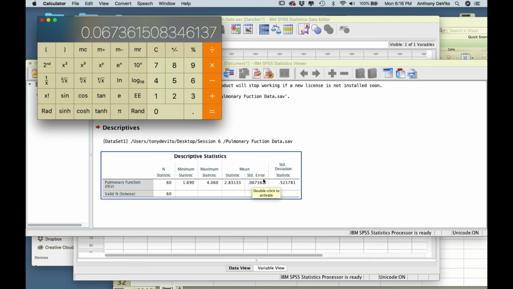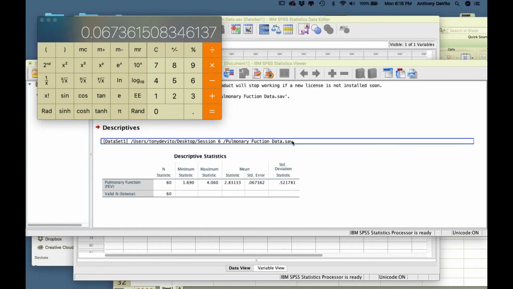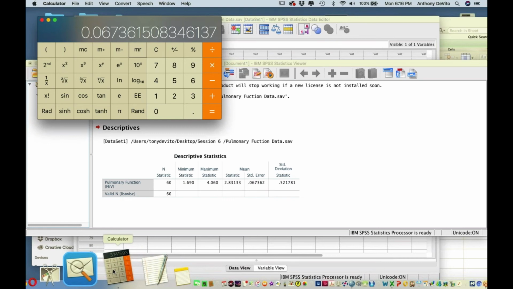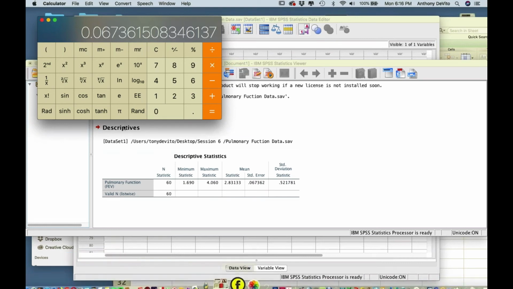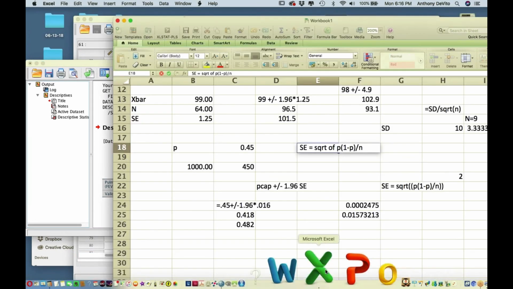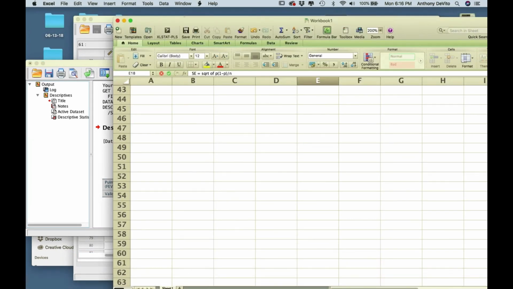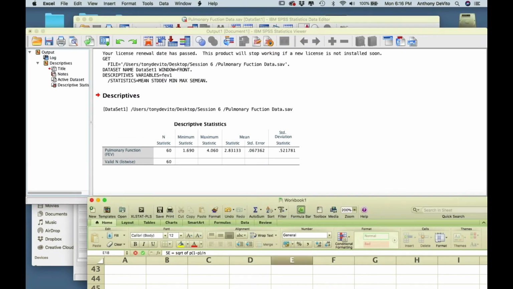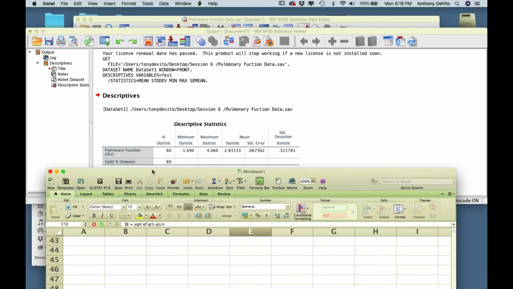Now, what will my 95% confidence interval be? Well, my 95% confidence interval is going to be the mean plus or minus some value, 1.96 for instance, times 0.067. Well, you want to know something? If I actually did that, I'll do that in Excel so I can go back to it again. Let me see if that actually works.